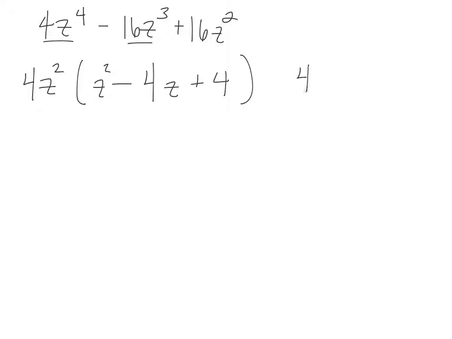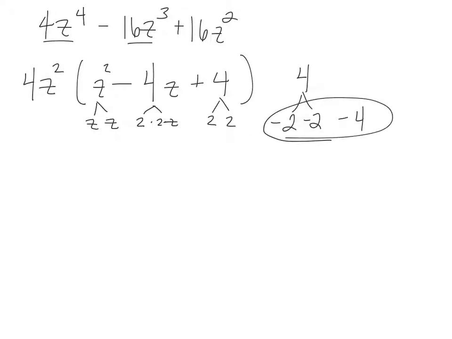Is there anything that multiplies to 4 and adds to negative 4? It looks like negative 2 times negative 2. Ooh, this is a perfect square trinomial. I have z times z and 2 times 2, and this is 2 times 2 times z. But here it is. Let's do it the way we've always done it. So this hangs out here until I'm done. I get z squared minus 2z minus 2z plus 4.